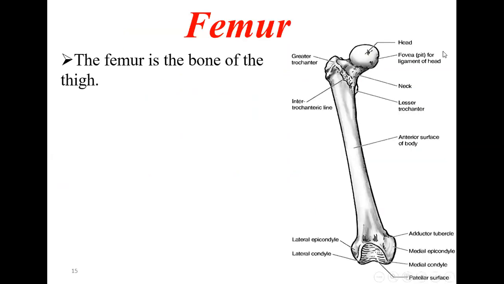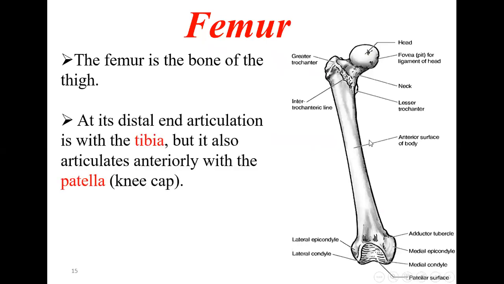The first bone is the most important bone, called the femur. This is the longest and thickest bone in the body. The femur is the bone of the thigh, and it is the longest bone and a very important bone. At its distal end, it articulates with the tibia. If you see here, this is the distal end. Proximal means toward the axial skeleton, and this is the distal.